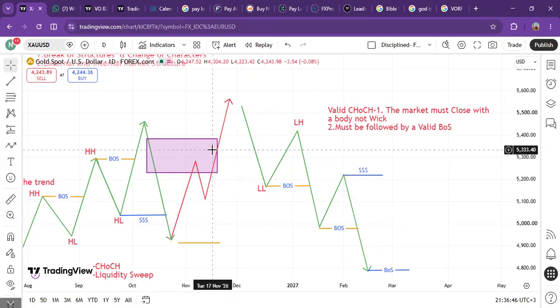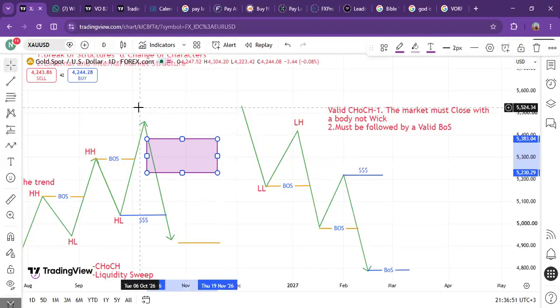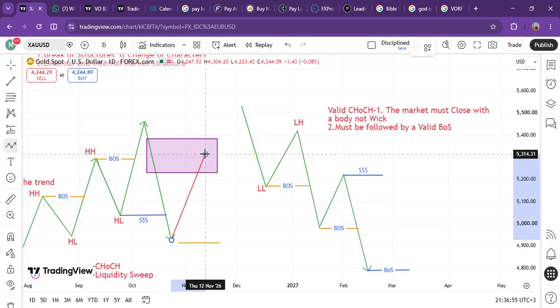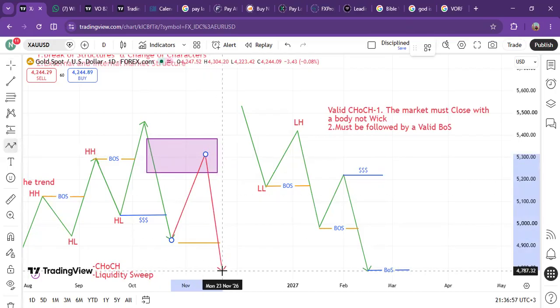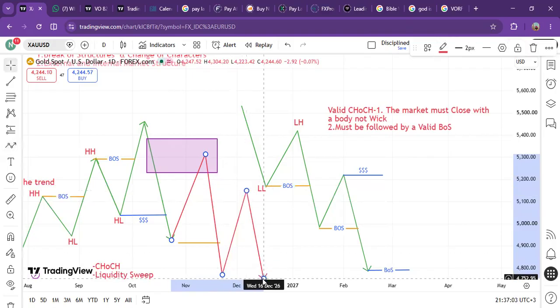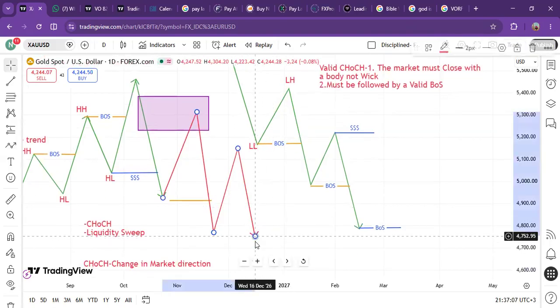So what is the safest way to trade the change of character? The safest way, but I know most people will not do that, is to wait for the market to close with a valid break of structure, wait for the retracement, now take your trade when you'll be having your second break of structure forming.